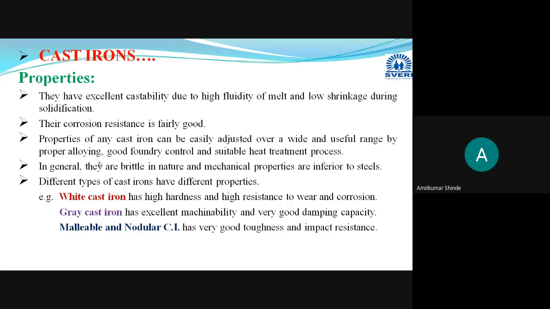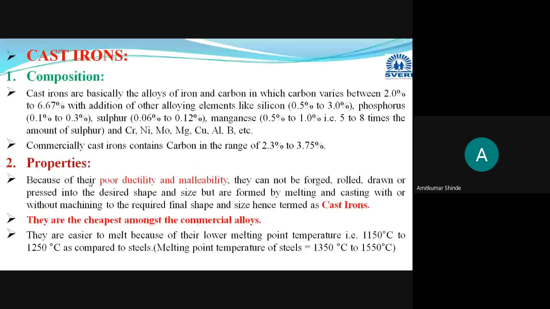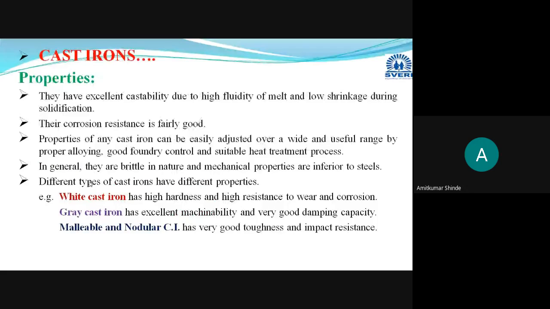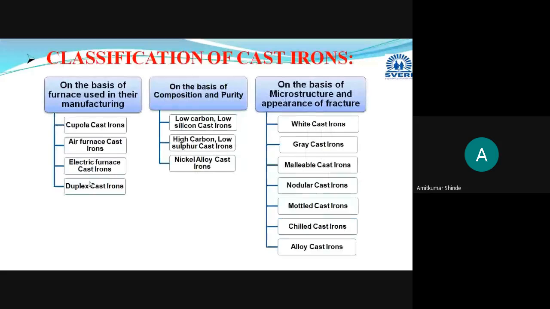Okay, so these are the different properties. Just to repeat, in short, we have seen the composition of the cast iron, then their different characteristics or properties. After studying these properties, we will move towards the next point, that is the classification of the cast irons.